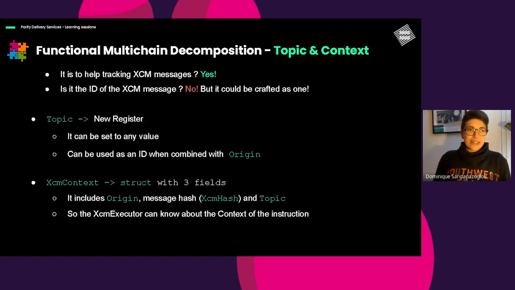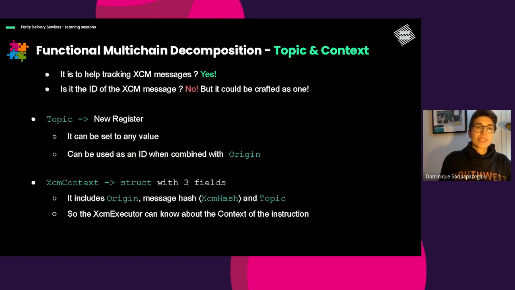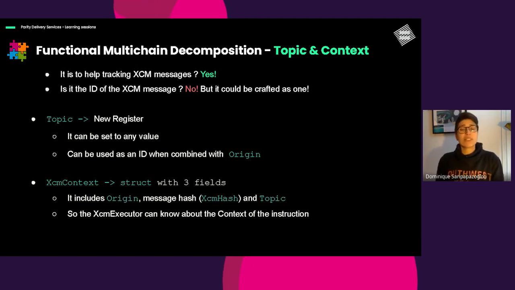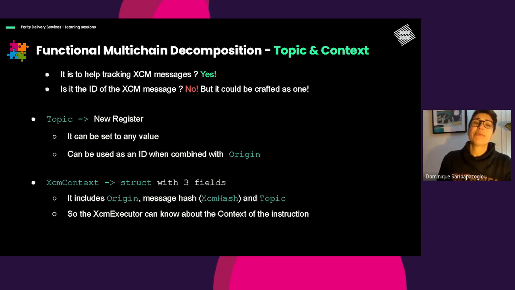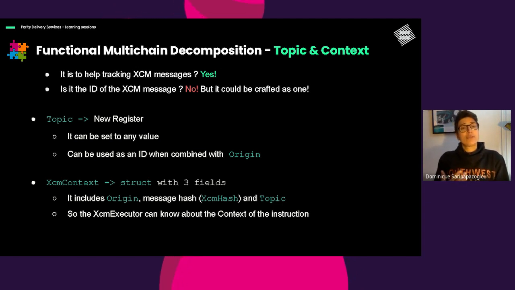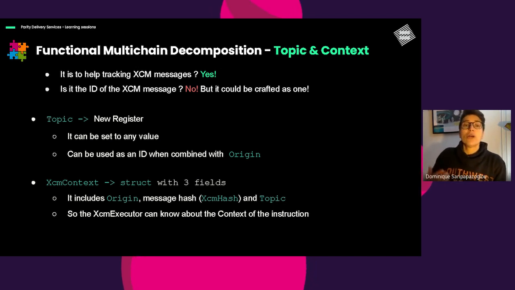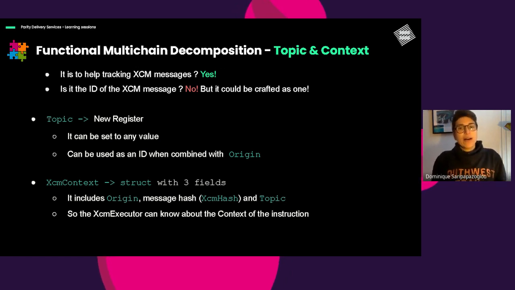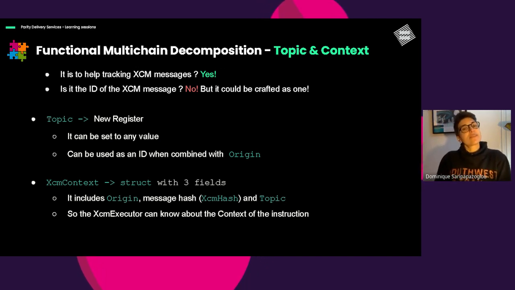Okay, and the second subcategory, topic and context. So what is this? It helps track XCM messages. Is it the ID of an XCM message? No. But as it is also stated in a Substrate Stack Exchange answer, it could be crafted as one. How? We have a new register, which is called topic. It can be set to any value. Since we can set it to any value, we can use it as an ID by itself, but also when we combine it with origin, we can create a unique identifier, which is actually a real ID.